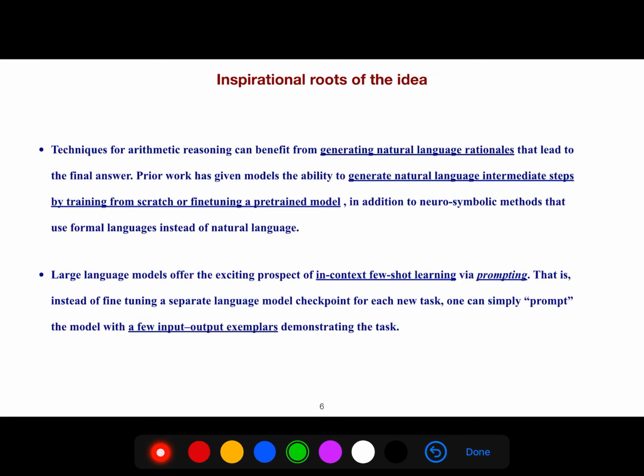So what are the inspirational roots of the idea? Techniques for arithmetic reasoning can benefit from generating natural language rationales that lead to the final answer. Prior work has given models the ability to generate natural language intermediate steps by training from scratch or fine-tuning a pre-trained model, in addition to neurosymbolic methods that use formal languages instead of natural language. Large language models offer the exciting prospect of in-context few-shot learning via prompting. That is, instead of fine-tuning a separate language model checkpoint, we are tired of creating a checkpoint for each new task. So why not simply prompt the model with a few input-output exemplars demonstrating the task?